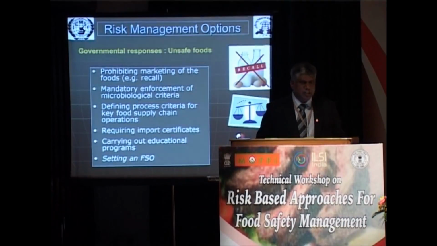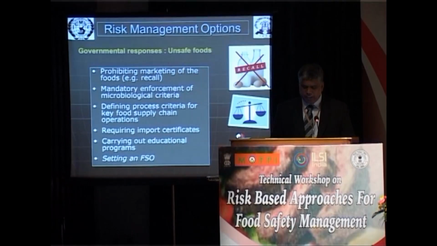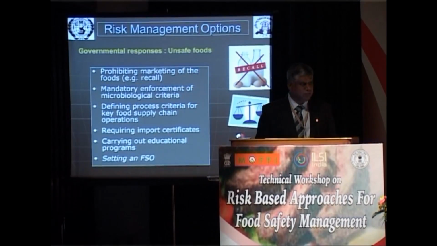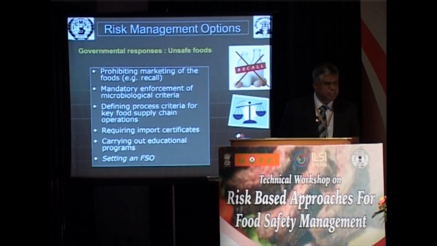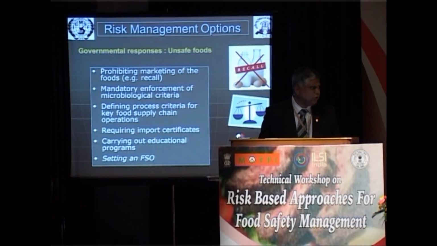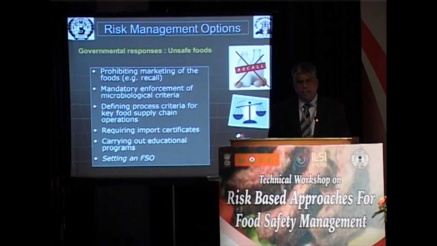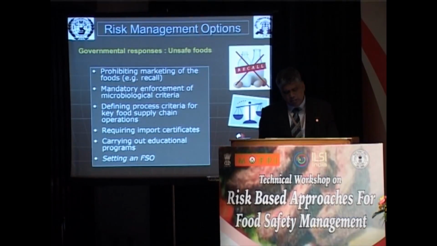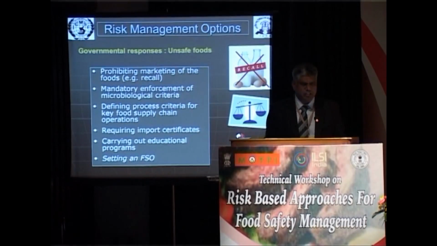Now, government also has options available for policy making and responses for unsafe food. Like yesterday, we were discussing the prohibition of marketing of foods and recall of foods. We can have mandatory enforcement of microbiological criteria, process criteria in the operations, import certifications, and we can set up food safety objectives.